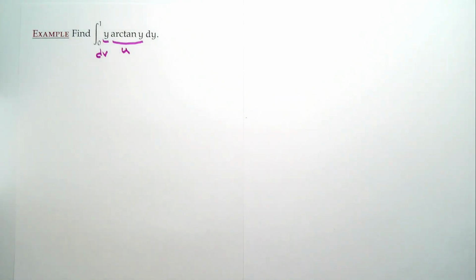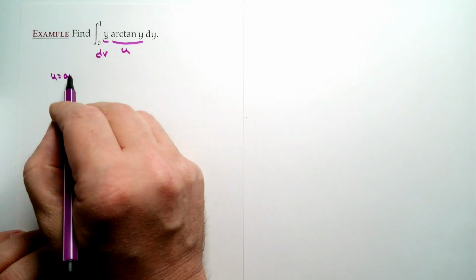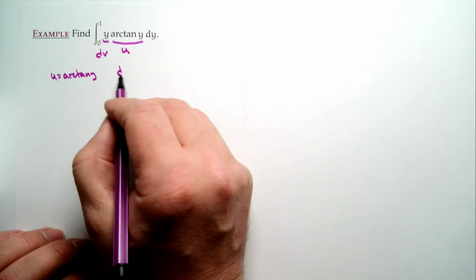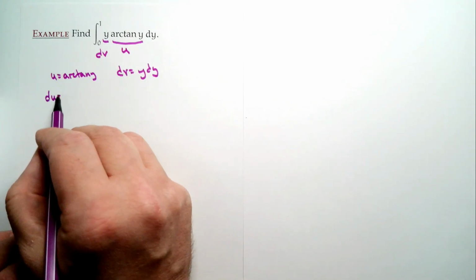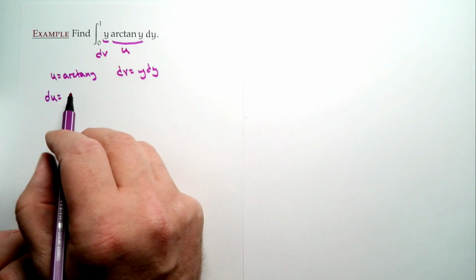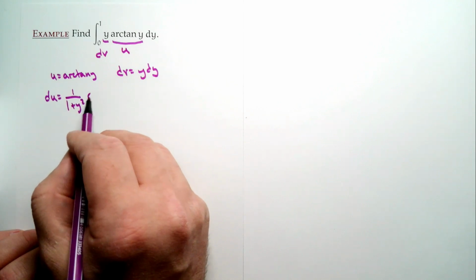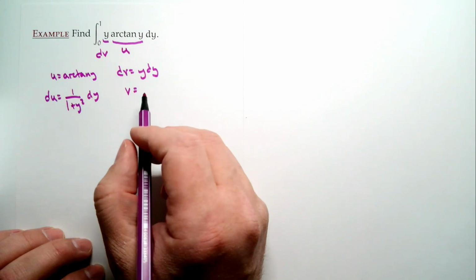So it's not always going to be given to you in the order. It's not like it's always you integrate the first part and you differentiate the second part. Or vice versa. So be careful. Okay, so if u is arctangent of y, and we'll say that dv is y dy. So what's the derivative of arctangent? 1 over 1 plus y squared dy. What's the integral of y dy?